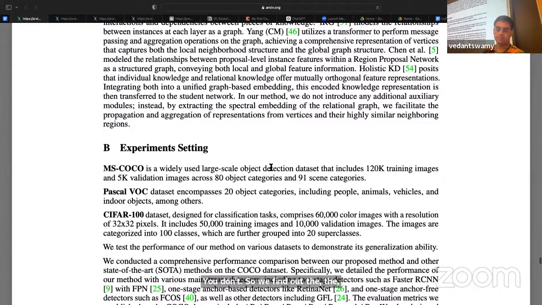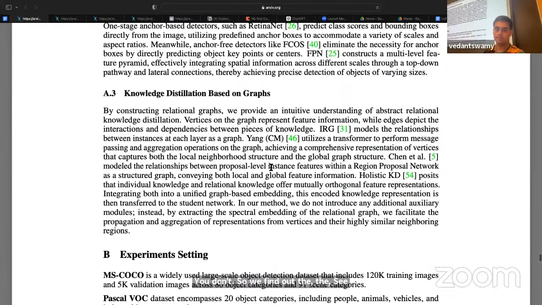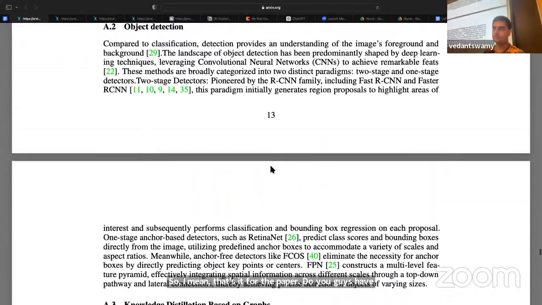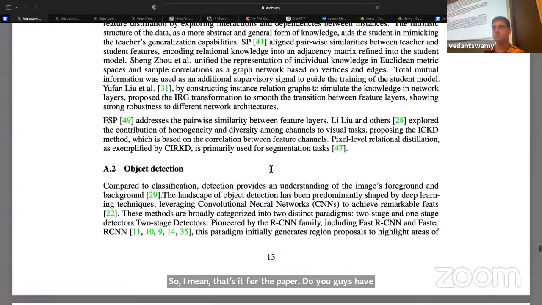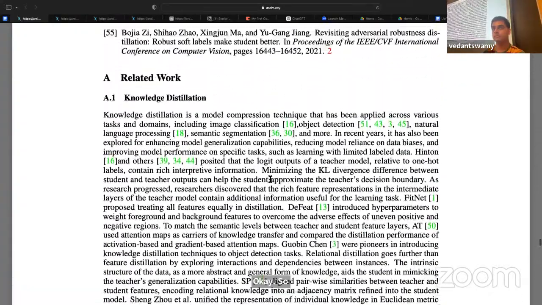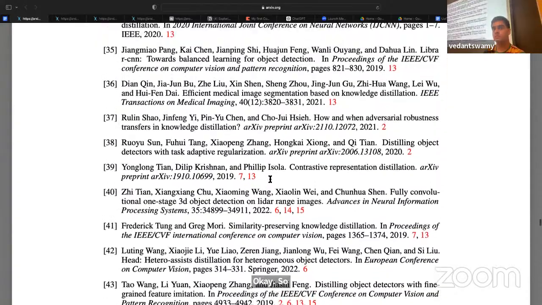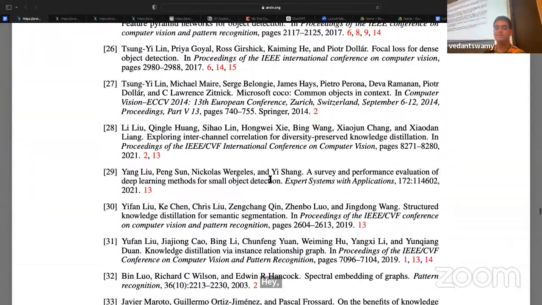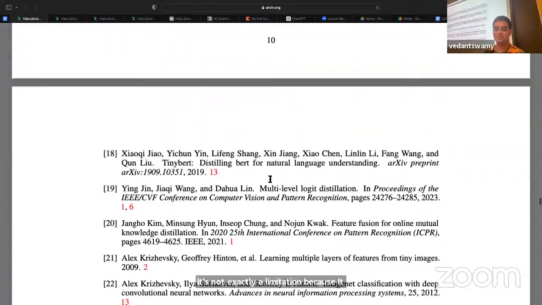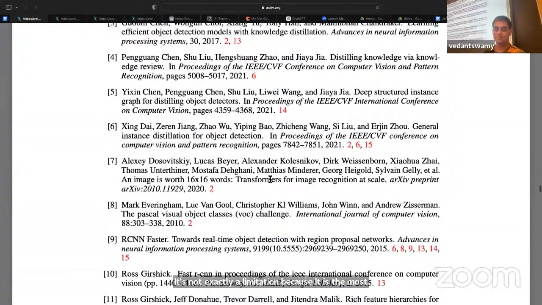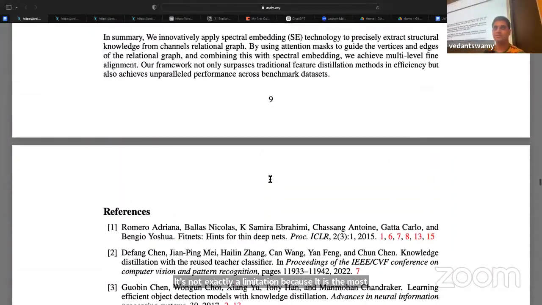So, that's it for the paper. If you guys have anything to talk about. I have one question. You just mentioned that the fact that they use spectral embedding is a limitation. I mean, it's not exactly a limitation because it is the most used, but I'd like to see what happens if they use another form.